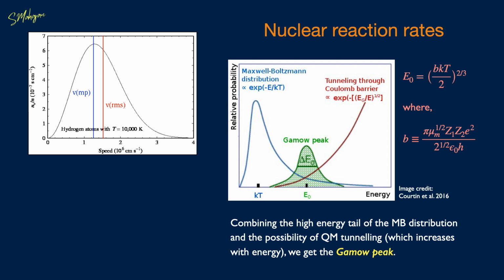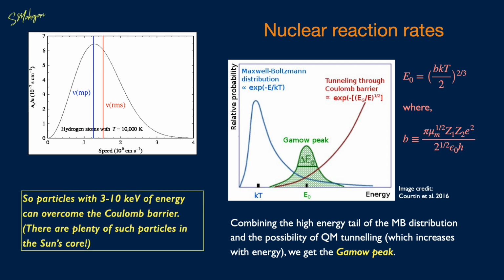As a consequence of the gamma peak, the greatest contribution to the reaction rate integral comes in a very narrow energy band, which is highly dependent on the temperature of the gas and the charge and mass of the constituents of the reaction. This implies that particles with 3 to 10 keV of energy can overcome the Coulomb barrier, and given its temperature, we know that there are plenty of such particles in the core of the Sun.